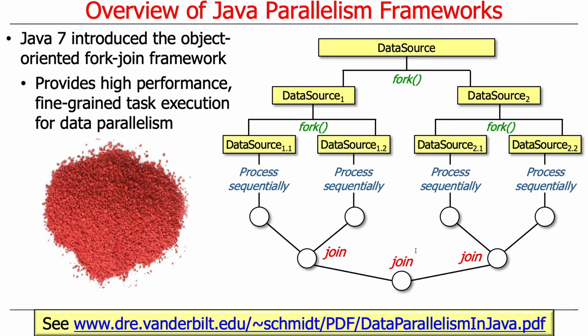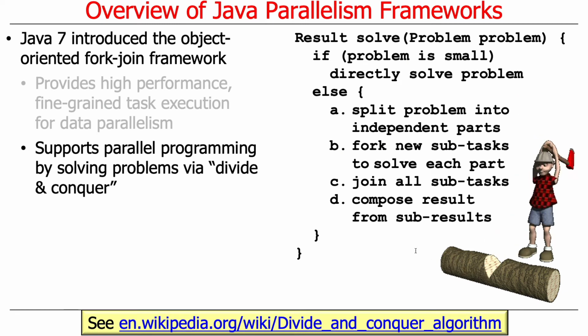There are other earlier models in Java, like the Java Executor Framework, which supported a more coarse-grained, task-oriented model of parallelism. And we're not going to focus on that. That will be the focus of the class I teach in the spring. So the way that the fork join framework behaves is to solve parallel programming problems by divide and conquer.